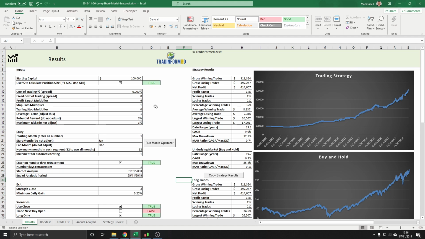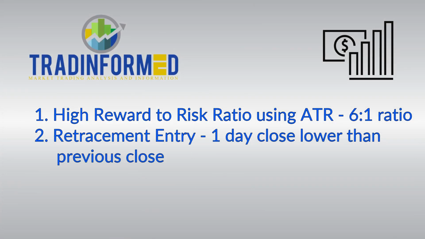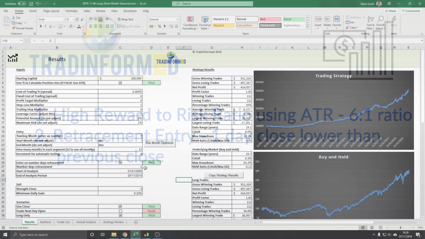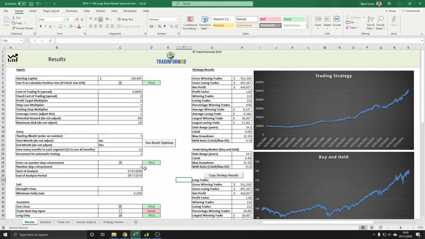The next thing that I am looking at is an entry trigger, and that is a retracement system. So you can see here we're entering on a number of days retracement. This is set to true. I've set it to 1, and what this means is that we will enter whenever our other conditions are met, whenever we have a close that is lower than the previous close, so we have a retracement, we will enter a trade. So it's set to a single day here.